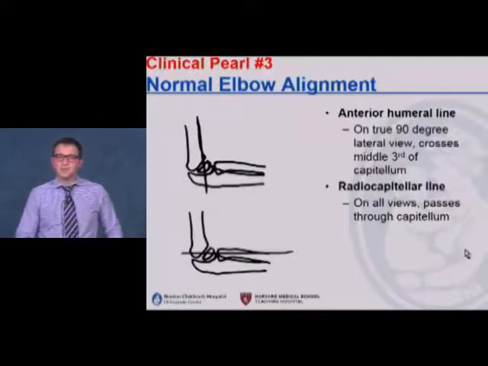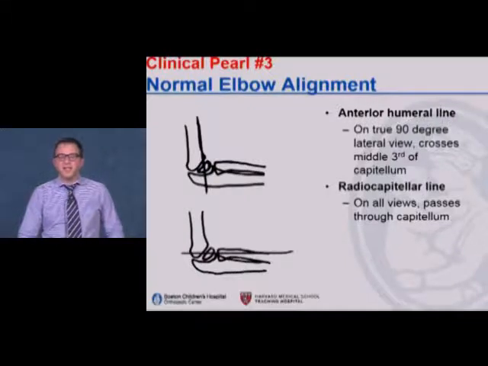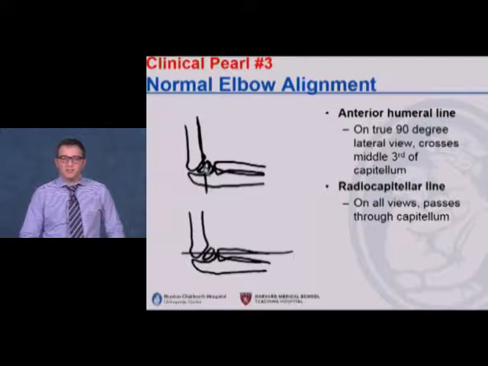So clinical pearl number 3, when you're looking at the elbow, these are the key lines that you need to draw. The anterior humeral line is a line along the front of the elbow. And on a true lateral with the elbow at 90 degrees, this anterior humeral line should cross through the capitellum around the middle third. And if it doesn't, there's either a fracture here or a problem at the capitellum.